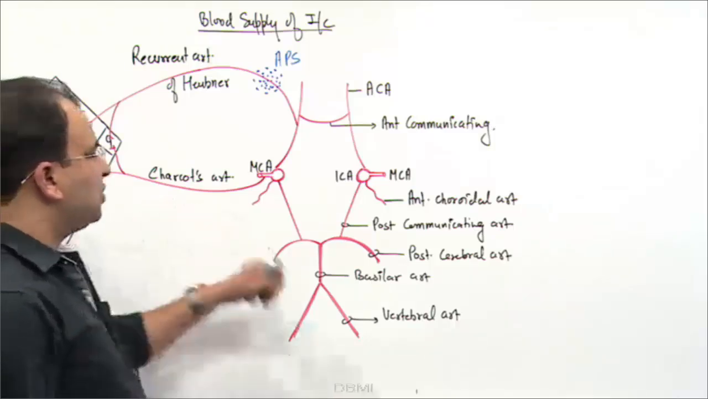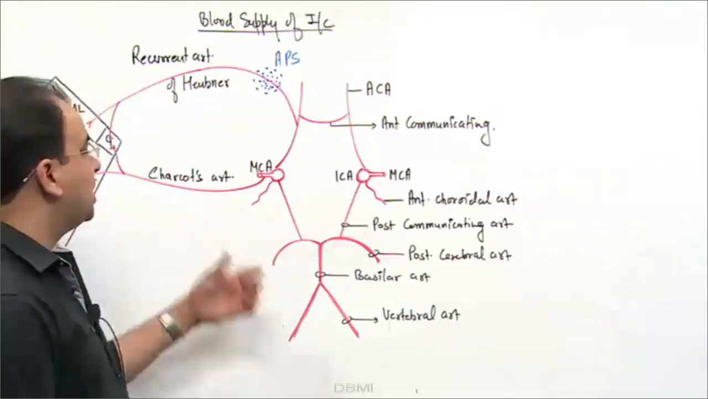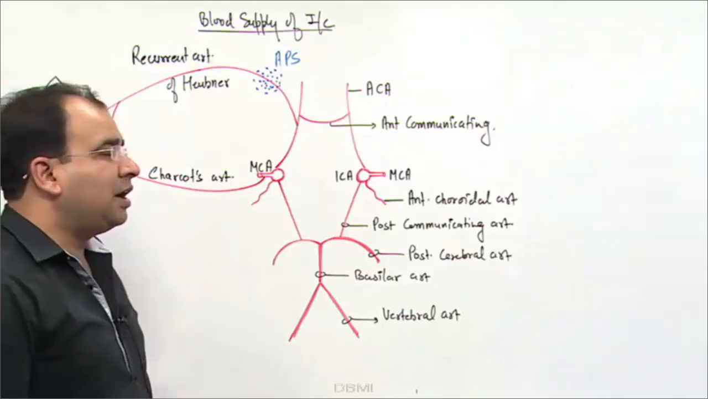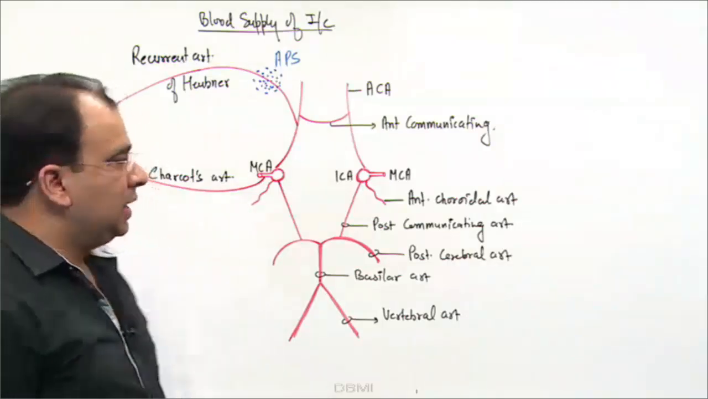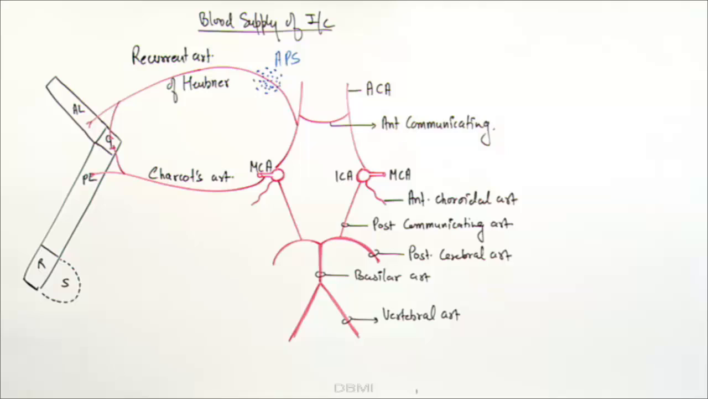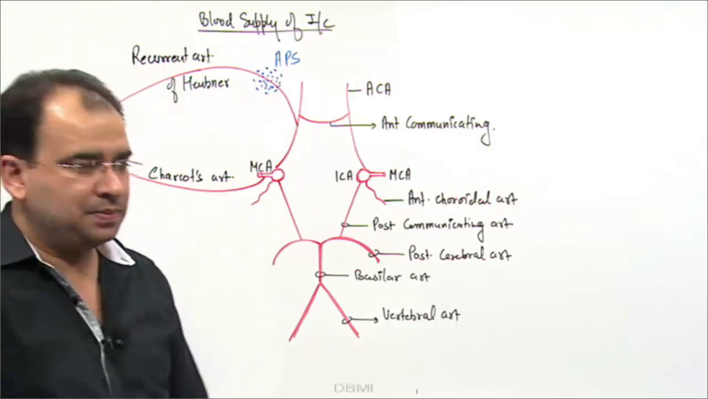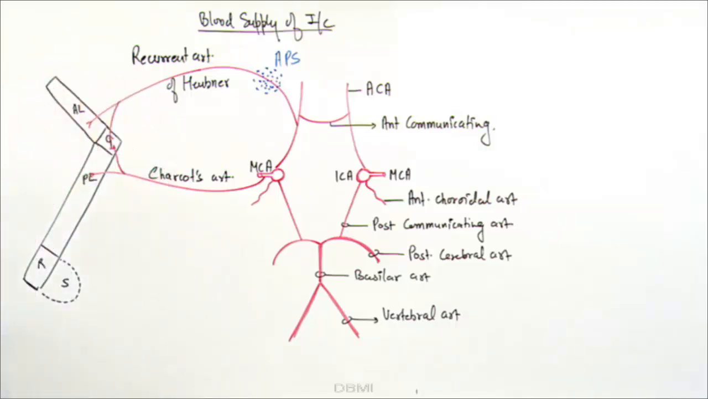and this Charcot artery is also referred as artery of cerebral hemorrhage. It is most commonly involved in the intracerebral hemorrhage. So Charcot's artery is also referred as artery of cerebral hemorrhage.